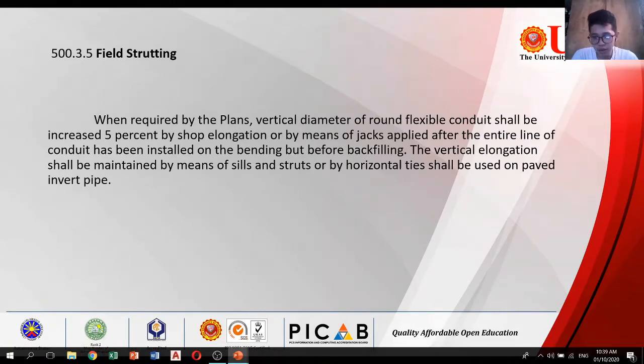So this construction specification shall also apply in the case of relaid conduits. So in addition, all conduits salvaged for relaying shall be cleaned of all foreign materials prior to reinstallation.